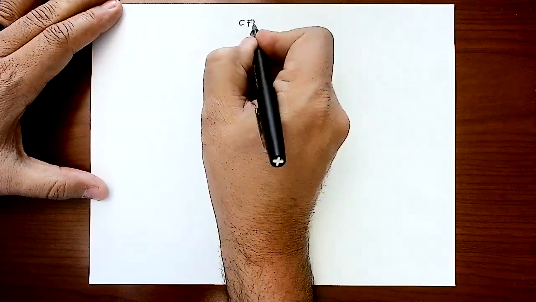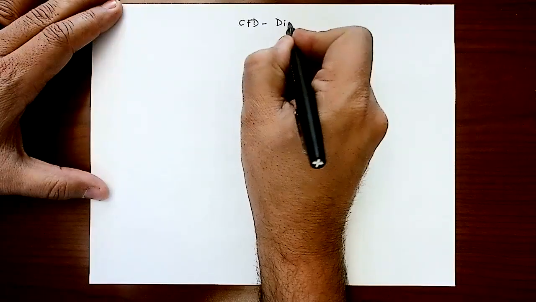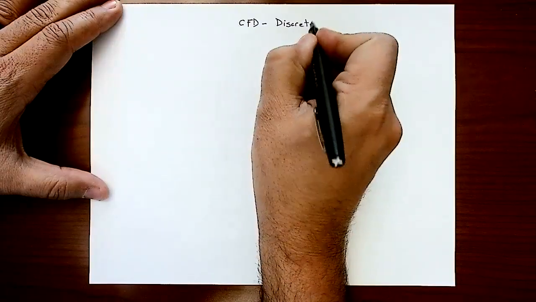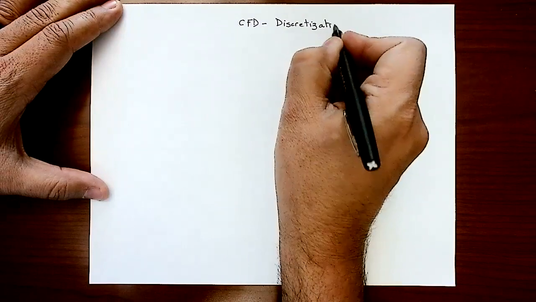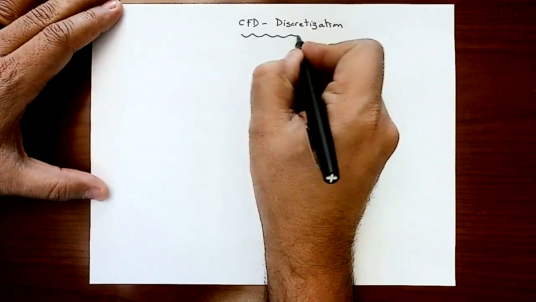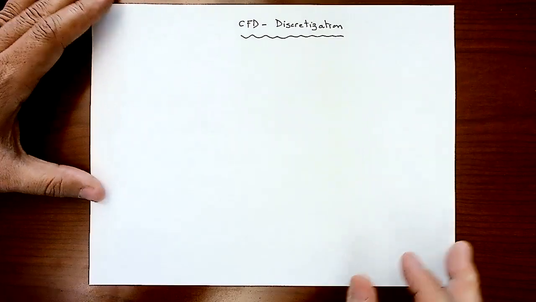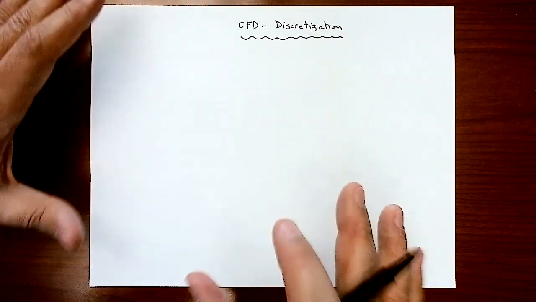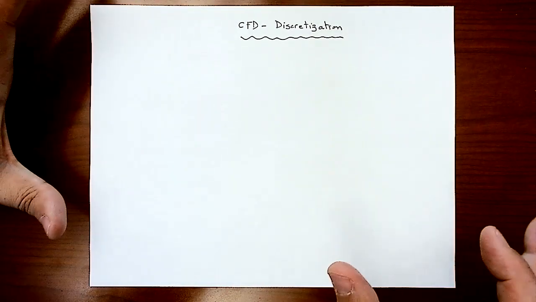So we're still in the CFD topic and talking about discretization. We would like to touch base with the finite difference method first before we jump into the finite volume method. Let me summarize all what we did learn so far.